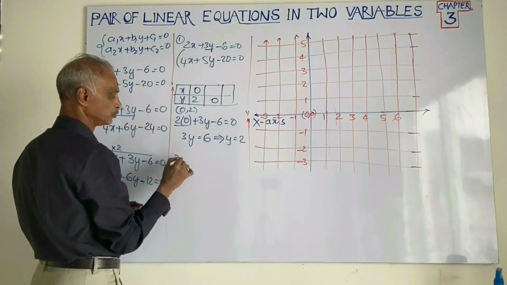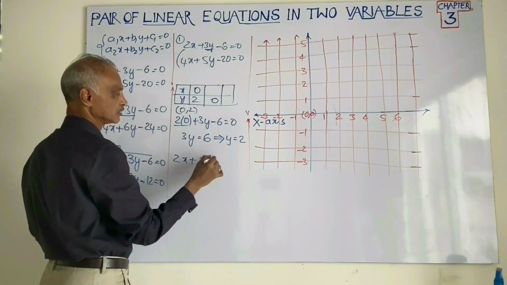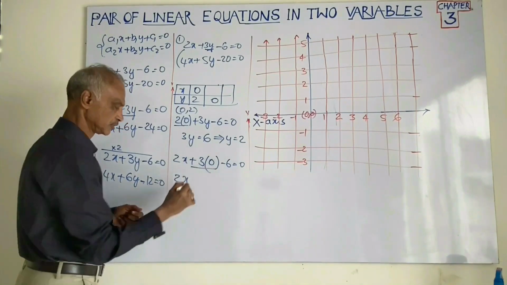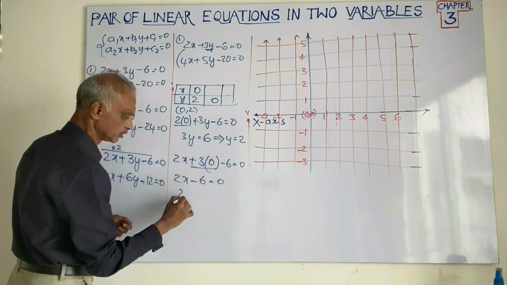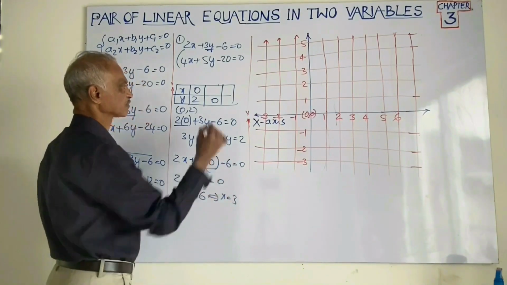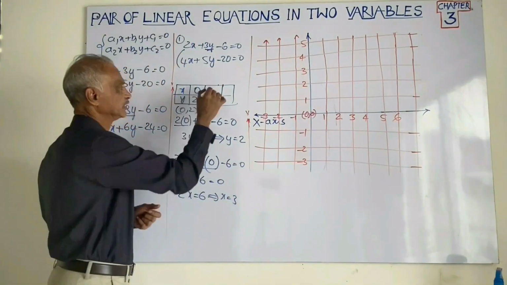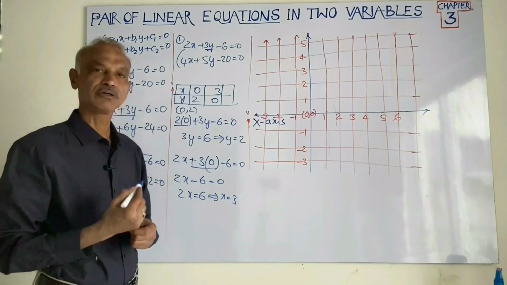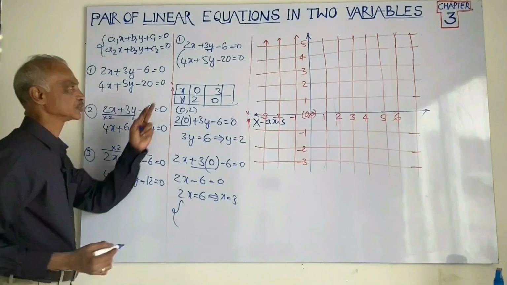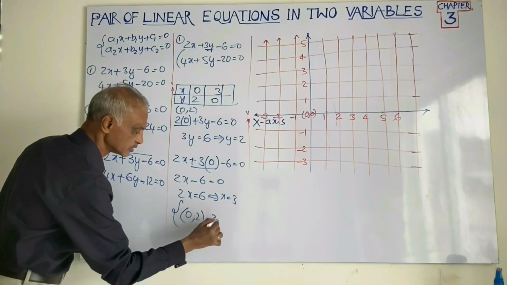Substitute 0 here: 2x plus 3y minus 6 is equal to 0. With 0 for y, 2x minus 6 is equal to 0, so 2x is equal to 6 and you will get x is equal to 3. If you take y is equal to 0, you get x is equal to 3. If you take x is equal to 0, you get y is equal to 2. I will prepare a solution set: (0, 2) and (3, 0).